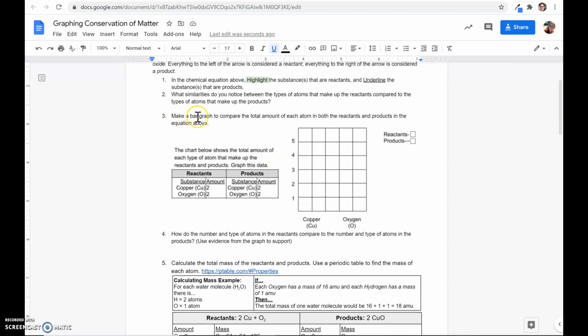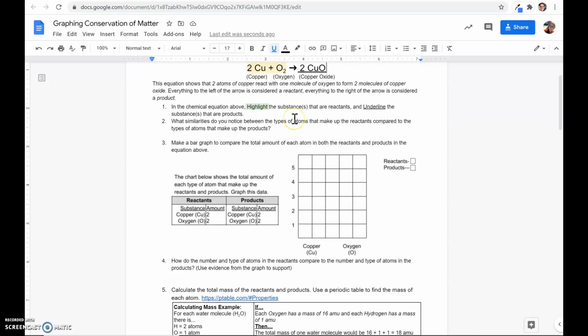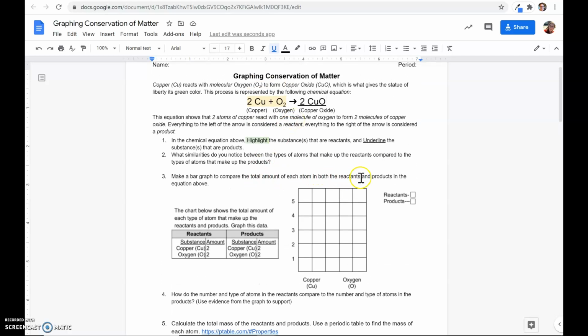Okay, number three. Number three says make a bar graph to compare the total amount of each atom in both the reactants and products in the equation above. So we're using this equation above. We have to find how many copper and oxygen atoms we have, and then we're going to graph them. So the first thing is to find out how many copper and oxygen atoms we have.